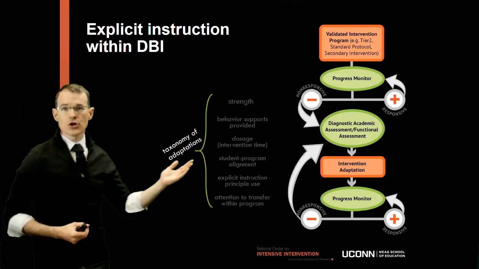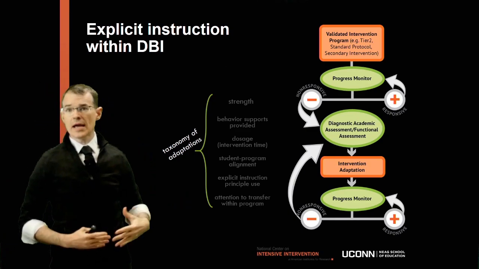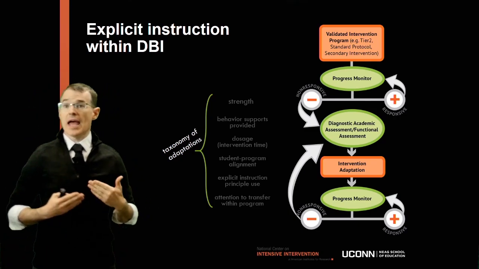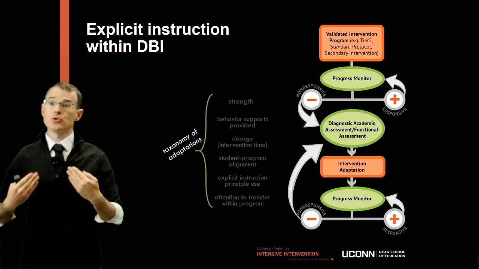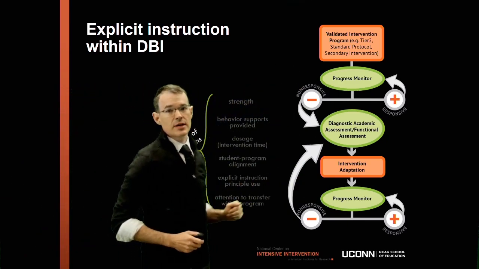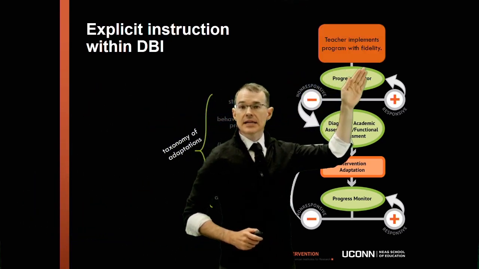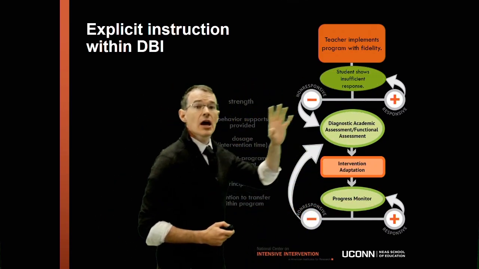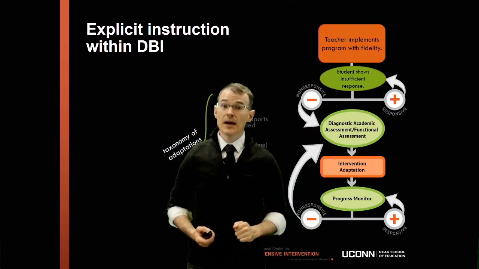So let's talk about this in terms of the data-based individualization framework. Data-based individualization is a way of supporting students who have intensive needs in academics and behavior. For our purposes, we're going to talk about academics today, because explicit instruction is used to support students in academic content. Let's talk about it in terms of the framework as it's laid out by the National Center for Intensive Intervention. To start, you have a teacher implementing a secondary prevention program with fidelity. That has to happen. Then the teacher monitors progress, and in this case, the student shows an insufficient response to the program implemented with fidelity. So what do we do then?